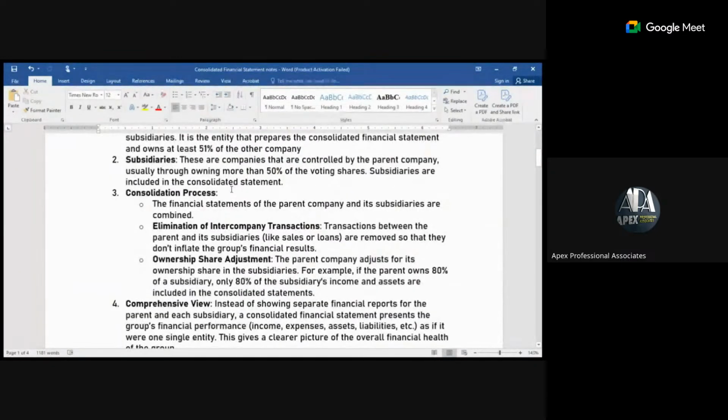It's still something theoretical. Say consolidation process: the financial statements of the parent company and its subsidiaries are combined. Elimination of intercompany transactions, very, very important. As we progress in our class, we'll identify any intercompany transactions. Let's say the subsidiary is selling to the parent, or the parent is buying from the subsidiary. You would need to identify that transaction and eliminate it in full. That is what we'll be doing in this class. We'll be looking at the transactions and saying, these are intercompany transactions. They are the same companies.